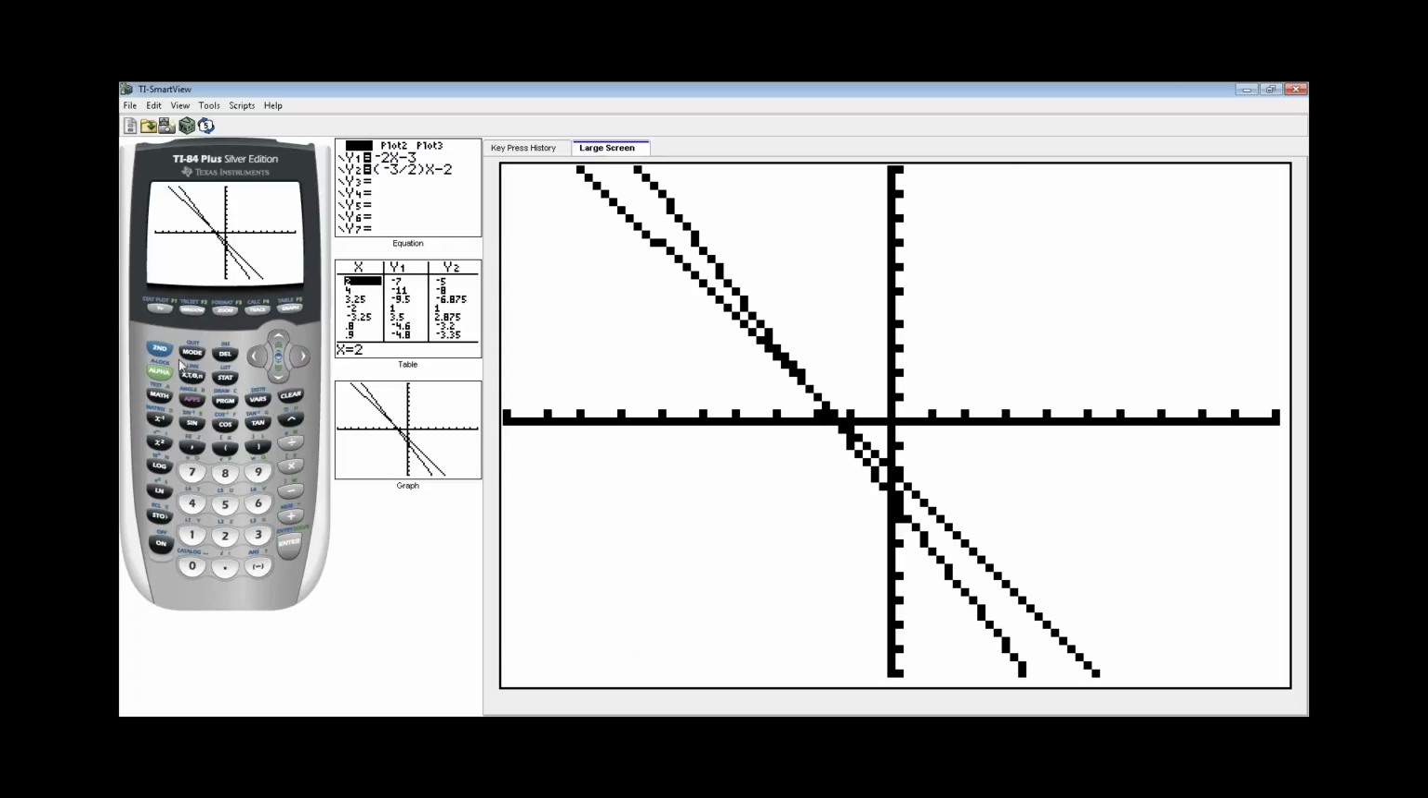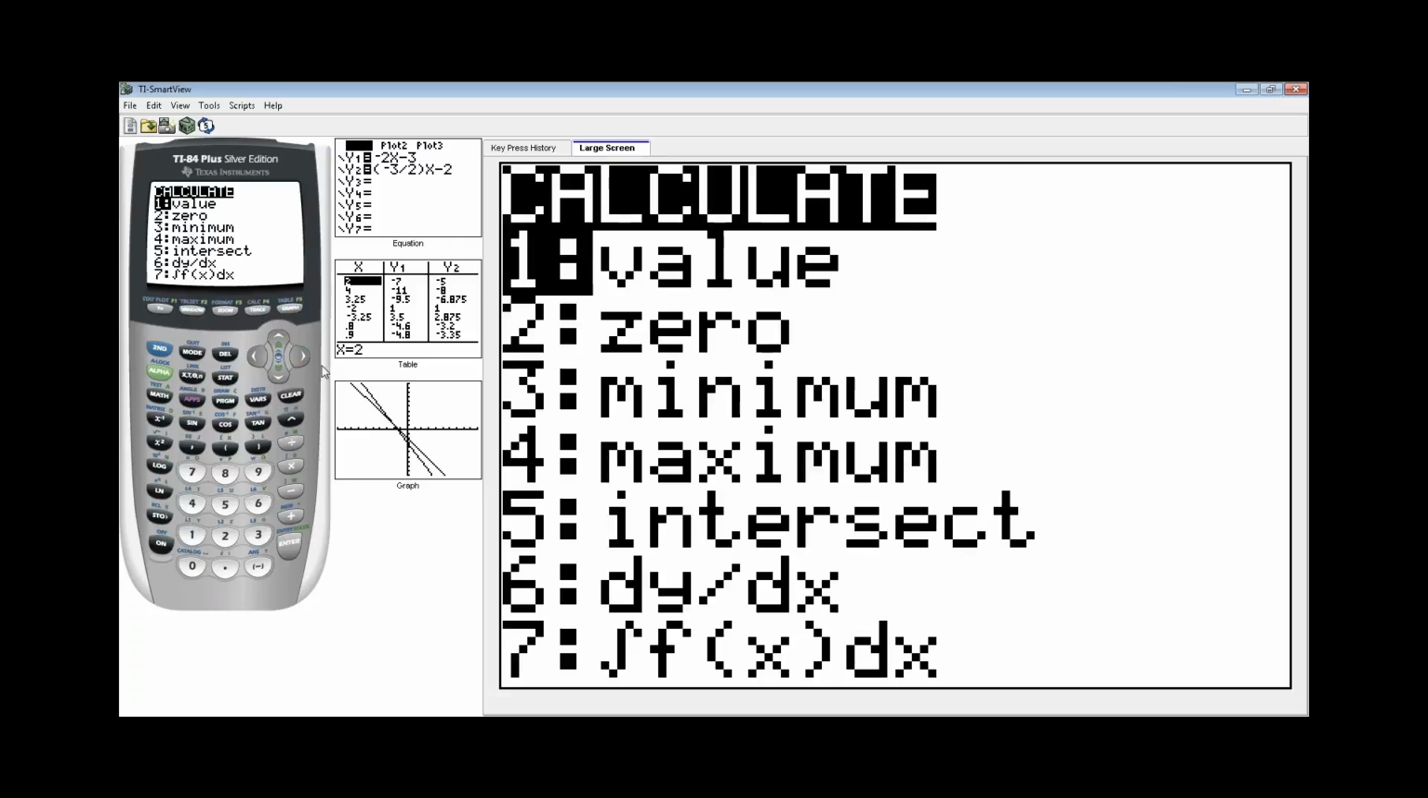So the way to do that, you're going to go to second and then calc. So you're going to press the trace button to get that calc function, and you can calculate a few things. So we want to find the intersection, so we want to choose option 5.